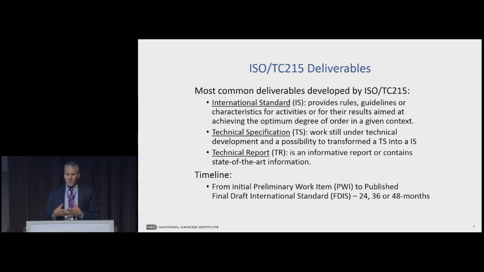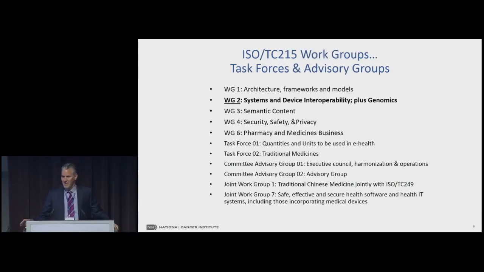To get from a PWI, when that's approved, to a final draft international standard, or FDIS, it can be 24 months, 36 months, or 48 months. That's decided by the project lead and based on the complexity of the project and the standard.